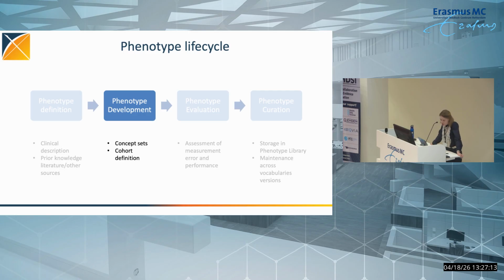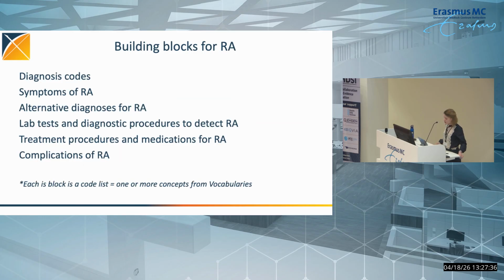When we define the clinical description and do the literature review, we then jump into developing a phenotype. That consists really of two elements: creating the concept sets and assembling them using some sort of logic. Here we talk about rule-based phenotyping. This workshop in general doesn't consider probabilistic phenotyping, so everything we're talking about is really rule-based.